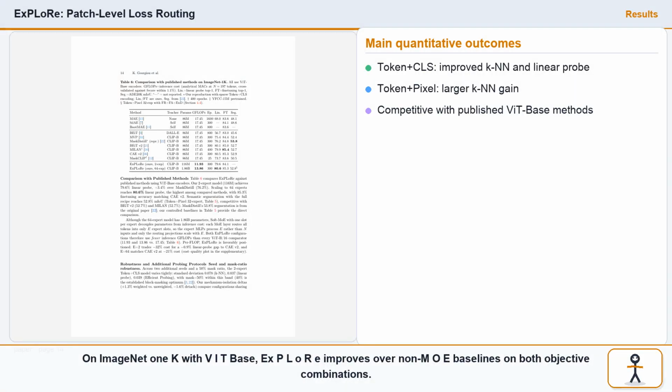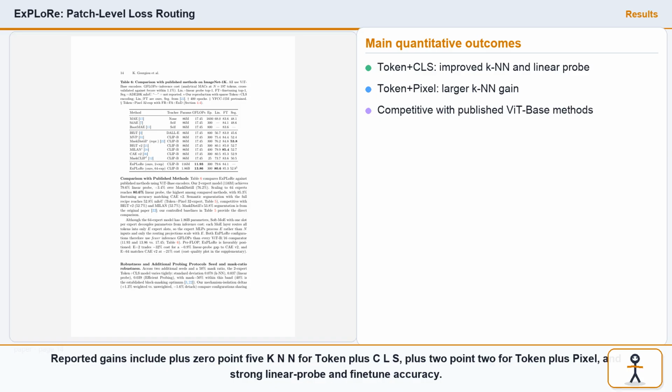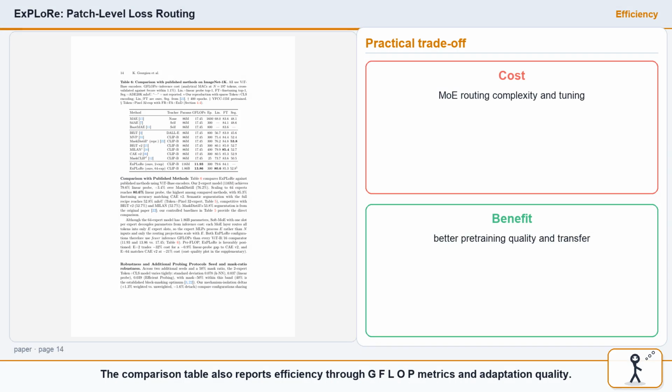On ImageNet 1K with ViT base, ExPLoRe improves over non-MoE baselines on both objective combinations. Reported gains include plus 0.5 KNN for token plus CLS, plus 2.2 for token plus pixel, and strong linear probe and fine-tune accuracy. The comparison table also reports efficiency through GFLOP metrics and adaptation quality.